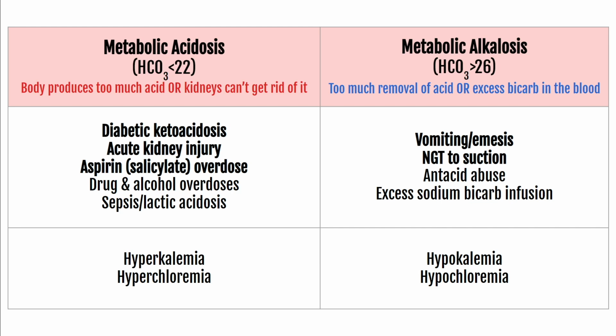And now in metabolic alkalosis, there is either too much acid removed or there is an excess of bicarb in the blood. Our stomach is very acidic because, well, we have acid in our stomach. So when we get rid of too much acid, we're left with, well, not a lot of acid, right? So we're going to be more alkaline. So if you're vomiting, if you have an NG tube to suction, or with antacid abuse or excess sodium bicarb infusion, all of those can cause metabolic alkalosis.